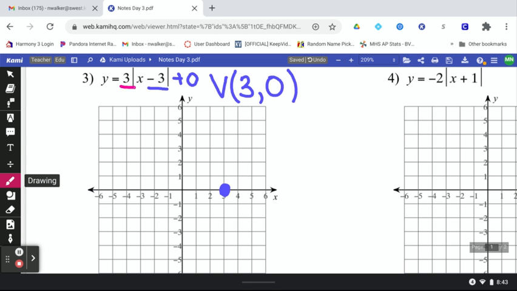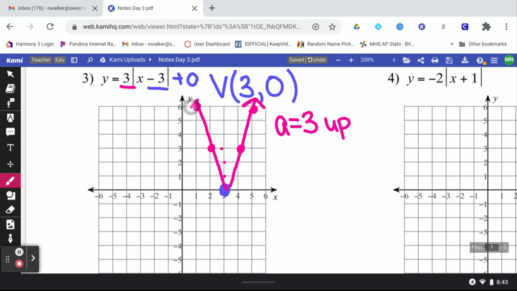All right, now this coefficient of 3 is going to show me how to open up. It's positive, so which way is it going to point, up or down? Up. All right, and in between each point, we're going to go up 3 and then over 1. So up 3 over 1, up 3 over 1, and go the other way, up 3 and over 1. So whenever those coefficients are bigger, it goes up a little bit quicker, so it makes a skinnier V.